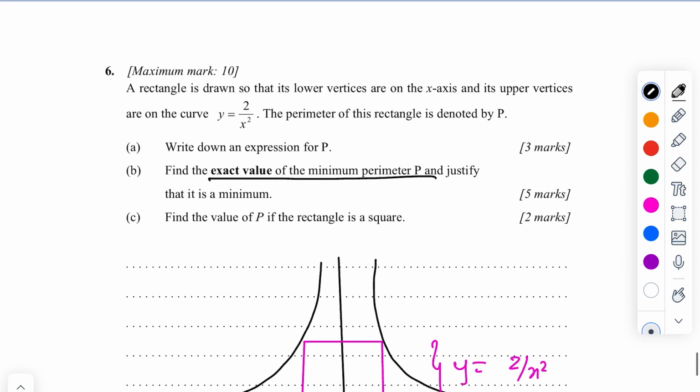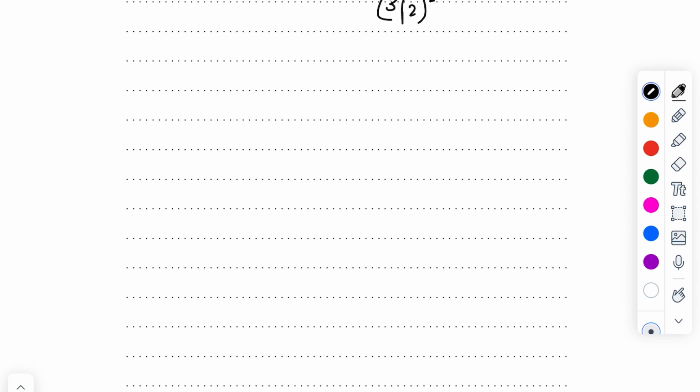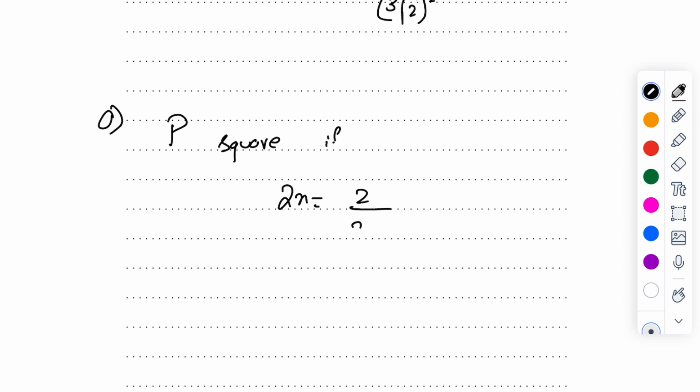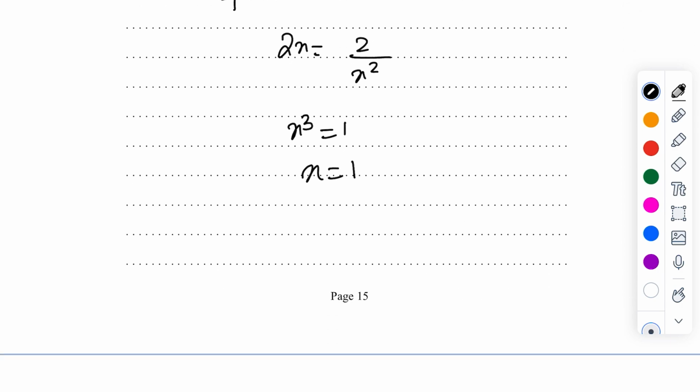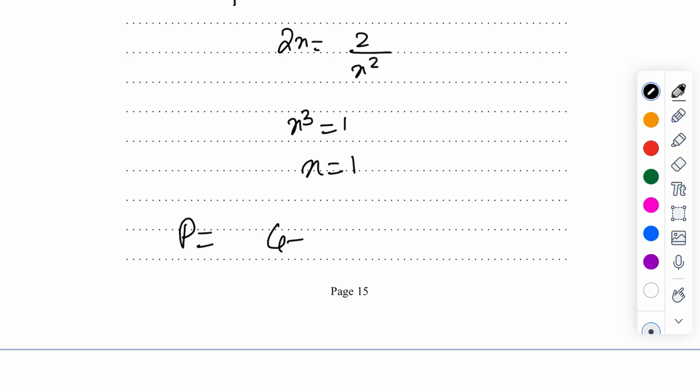Part C, find the value of P when the rectangle is a square. When is it a square? If the length equals the width. So length 2x should equal 2 upon x square. So x cube equals 1, x equals 1. In that case, the perimeter will be 4 plus 4, which is 8. That's going to be the answer.